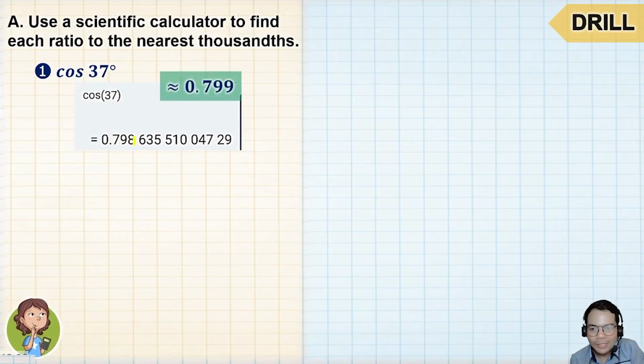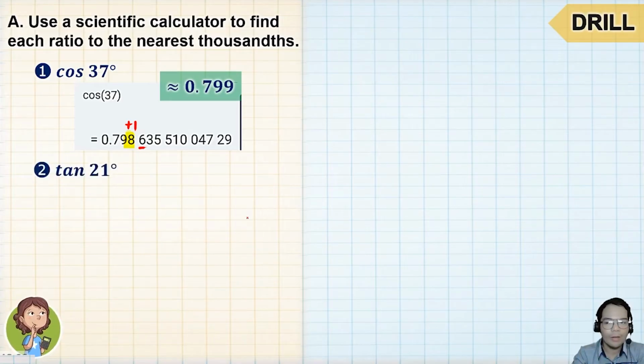We round it up because the third decimal place is 8, and the digit next to it on the right is 6, so we add 1 to that 8. So we get 0.799. Once again, very good, Lorene. Hopefully you remember, just press cosine, then 37, then equals, and the answer comes out. Okay, let's proceed with number 2.